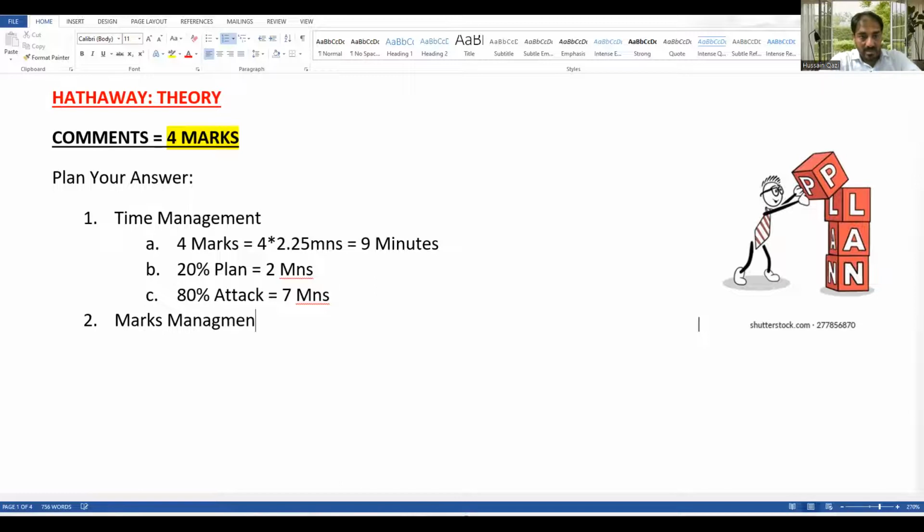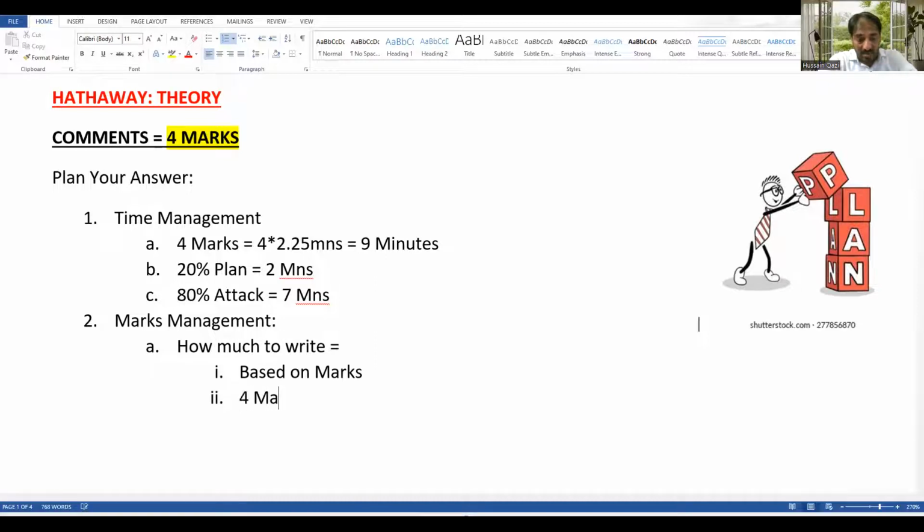Number two, marks management. Sir, what is the meaning of marks management? Number one, how much to write? Based on marks, or availability of the marks. Here, 4 marks are available. For 4 marks, 3.